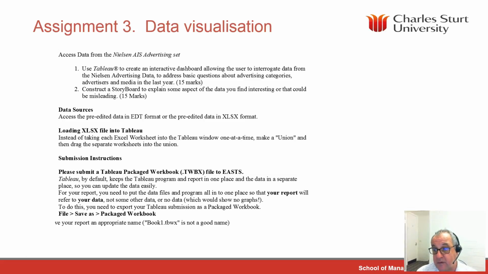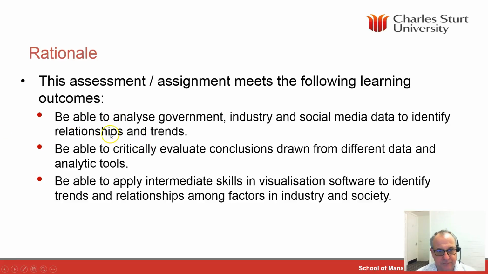So here, in the data, we're looking for a trend, if you like, which then might tell us something about promotion and advertising and how we might do things in the future. Data sources are available here. There is some additional information about this assessment which is contained in your subject outline. Please look at that. Rationale. Okay, how can you analyse information? How can you draw conclusions from different data sources? And how can you use intermediate skills in visualisation software to identify trends that might be important?